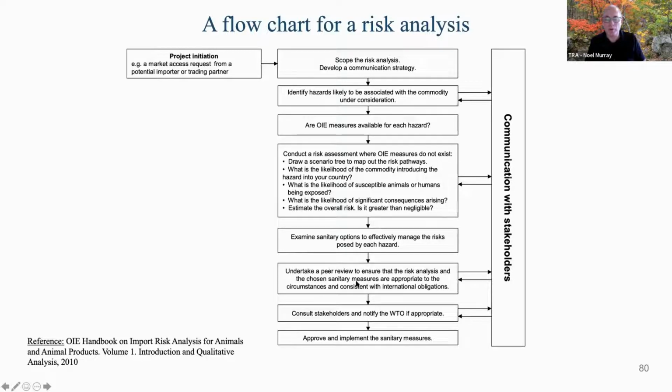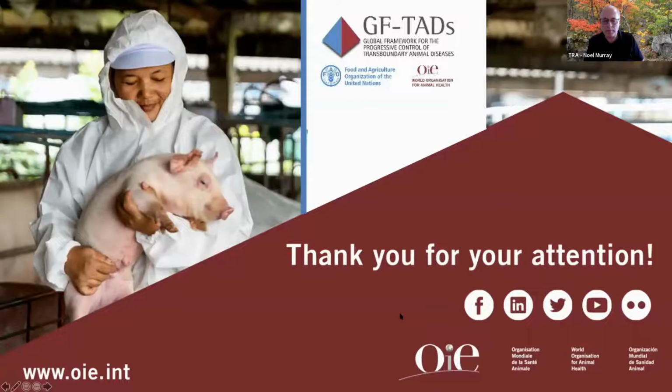At some point, it's important to undertake a peer review to ensure that the measures are appropriate, that we've achieved a reasonable level of objectivity, and the results are consistent with our international obligations. And on we go. So we can see over here on the right-hand side that there's various points where it would be appropriate to communicate with stakeholders, whether they be within the country or maybe with trading partners, or perhaps even the World Trade Organization through the SPS committee.